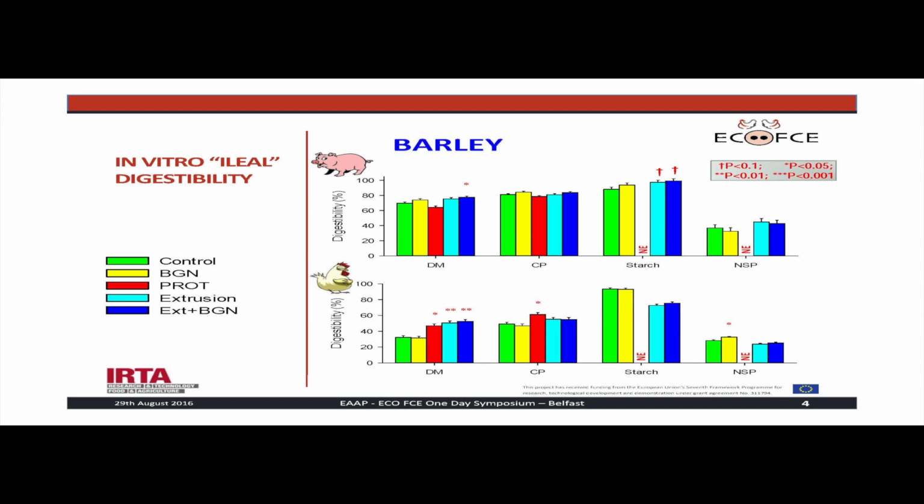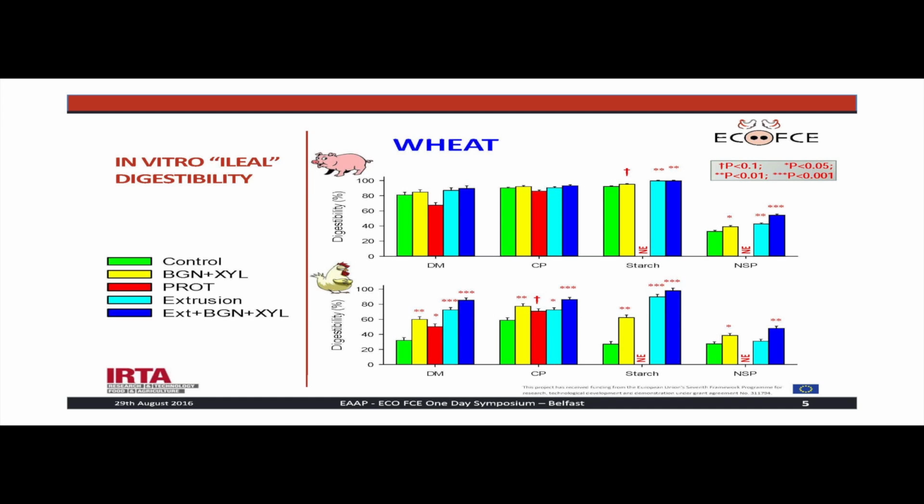And I'm highlighting only the digestibility values that are significantly improved over the control. So this means that, for example, for dry matter, the combination of extrusion and beta-glucanase was significantly improved over the control. And then there was a tendency as well for both extruded treatments for improvement of starch digestibility. That's with the pig model, and with the poultry approach, we also see improvement of extruded cereal, and then protease also showed an improved dry matter digestibility and crude protein digestibility. Beta-glucanase also improved digestibility of the NSP fraction for the poultry approach.